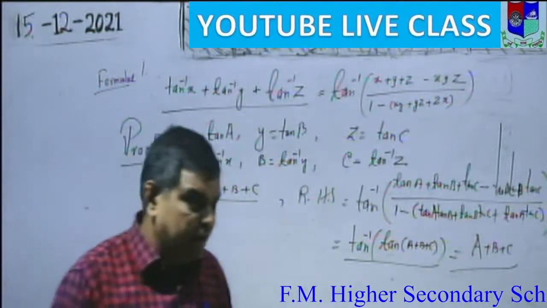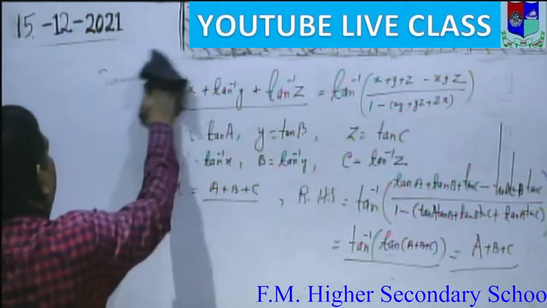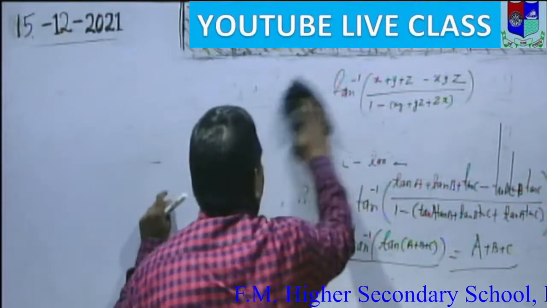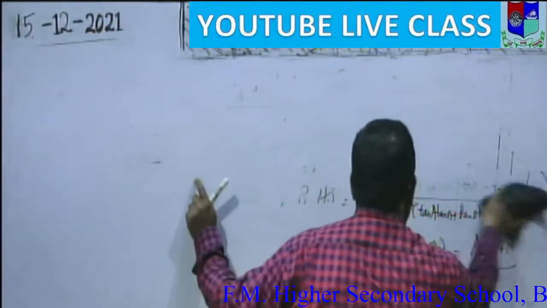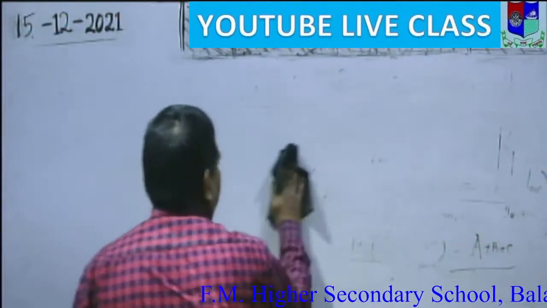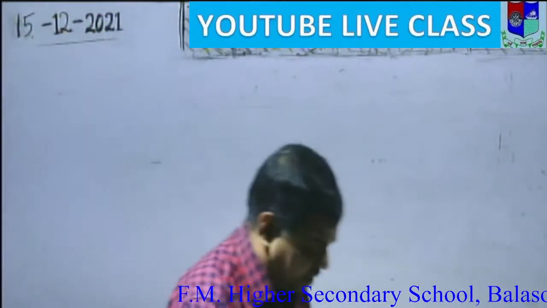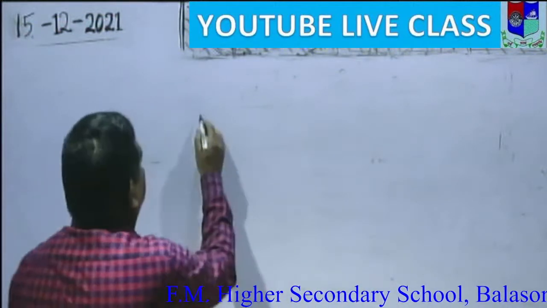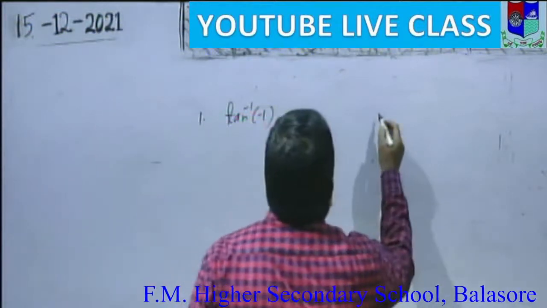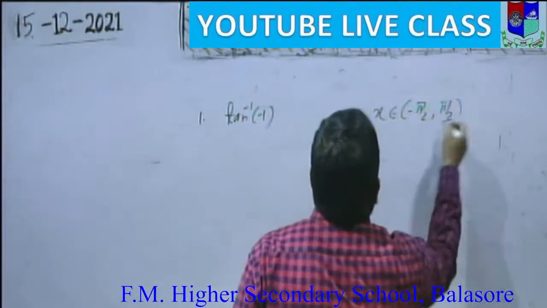My question is, if we are proceeding towards the use of this formula, now tan inverse of minus 1, what will be the value of tan inverse minus 1? Using this same theory, tan has domain x belonging to the interval minus pi by 2 to plus pi by 2.